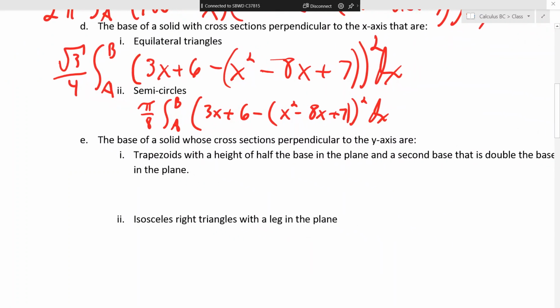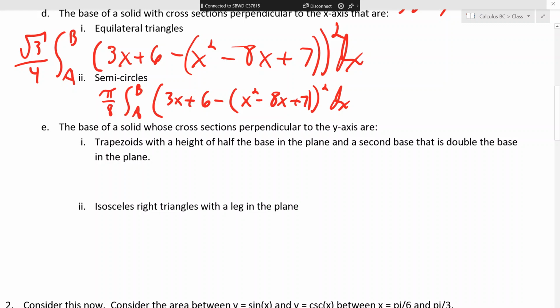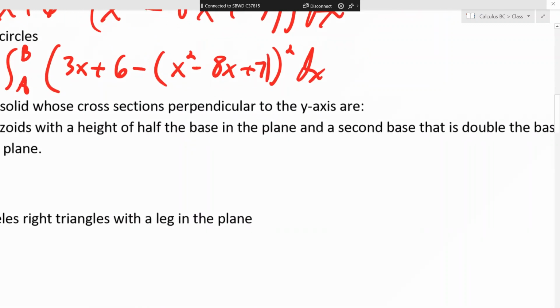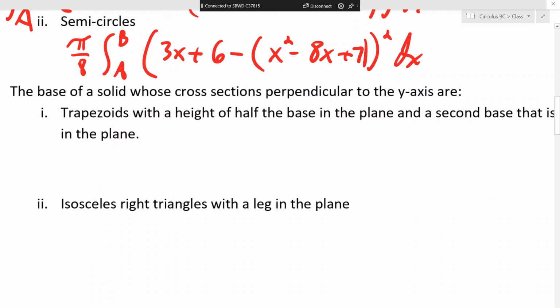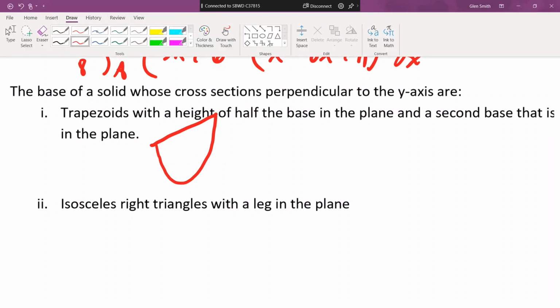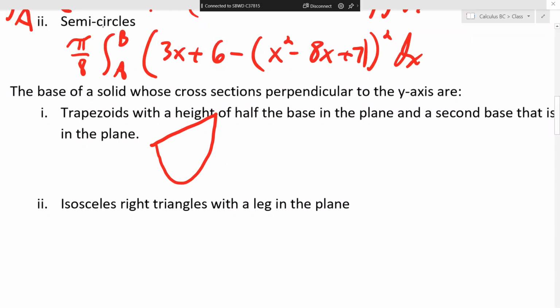So, trapezoids with a height of half the base in the plane and a second base that's double the base in the plane. What? Let's check that out. So, we have the base in the plane, right? That's the base we're actually seeing. When you look at our shape, which is basically that, okay? The bases are this right here, okay? But once you get past a certain point, they're defined by the line instead of the parabola on both sides.